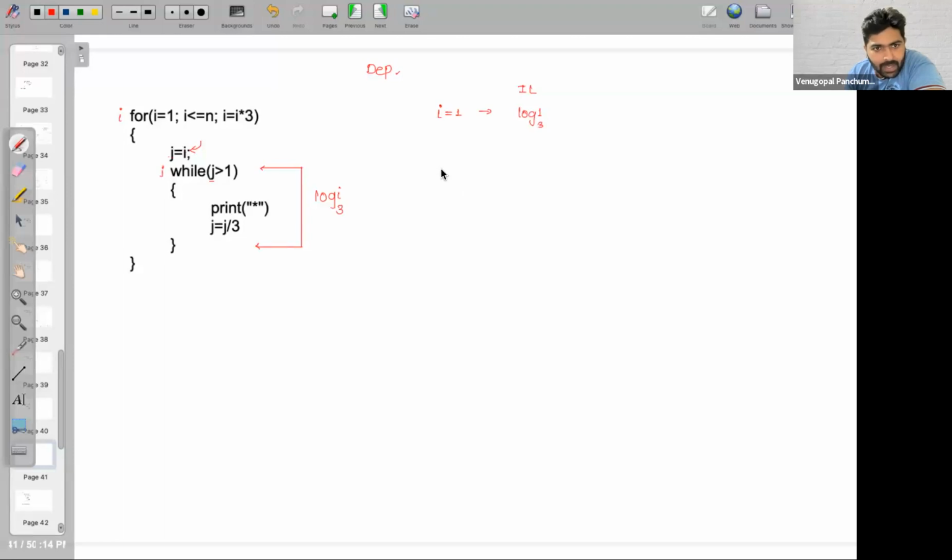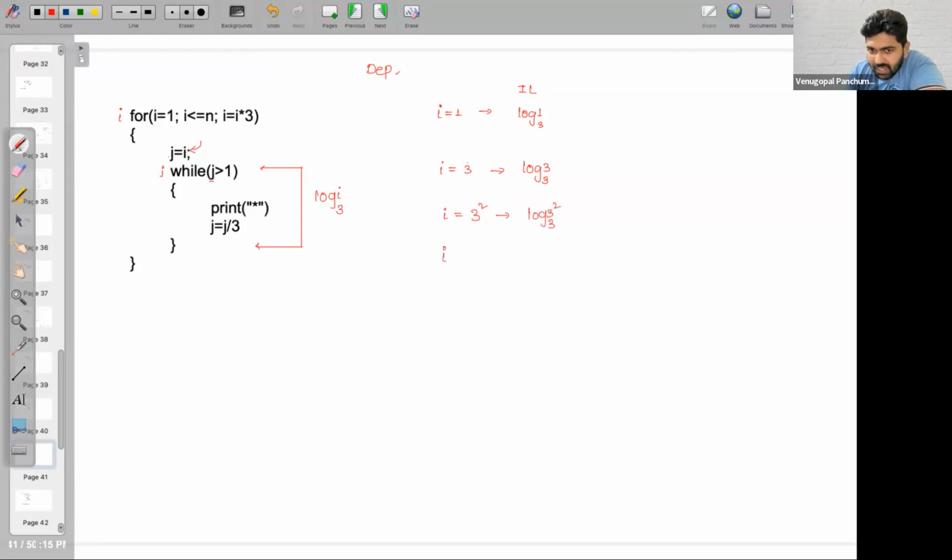When we go to the next iteration, what is the value of I? It will become 3, friends. Then how many times is this loop running? Log 3 base 3, because whatever the I, those many times. After that iteration, what is the value of I? 3 square. Very good. Then how many times will this loop run? Log 3 square base 3.